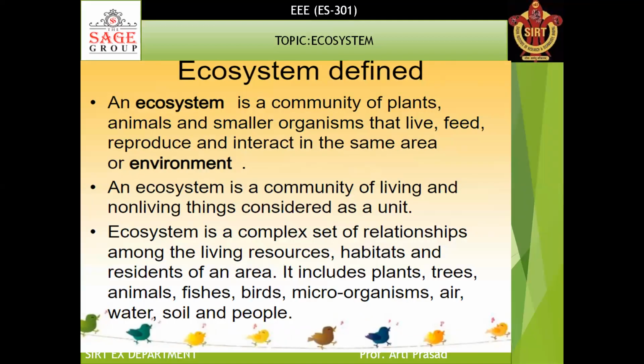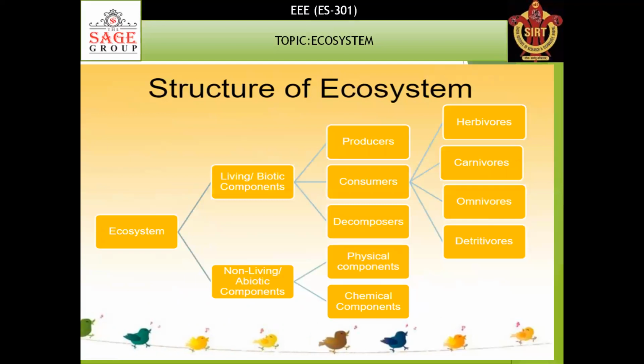And this can be defined as the community of plants, animals, and smaller organisms that live, feed, reproduce, and interact in the same area of an environment, right? So it is the community of living and non-living things that is considered as a unit. And this is the structure of the ecosystem we discuss. This is the flow chart of the ecosystem.